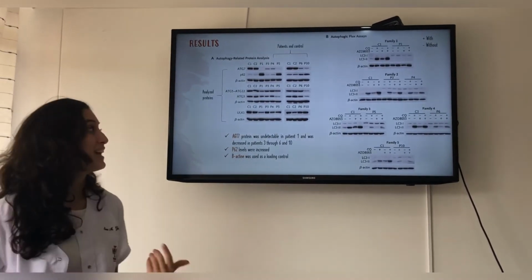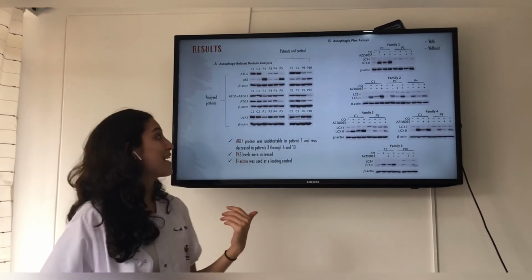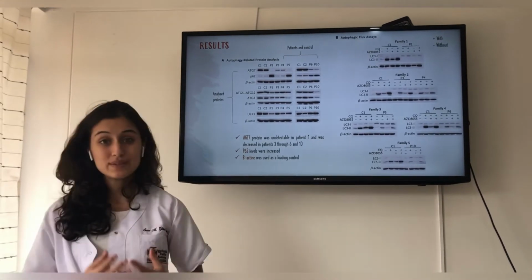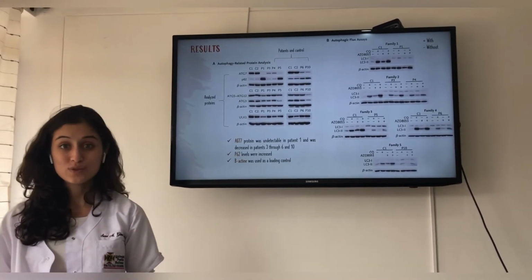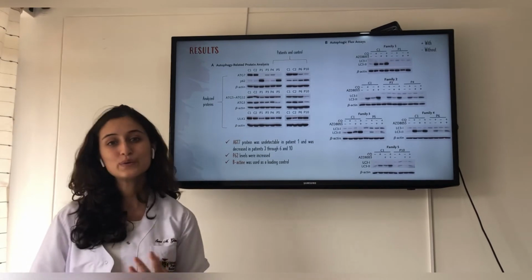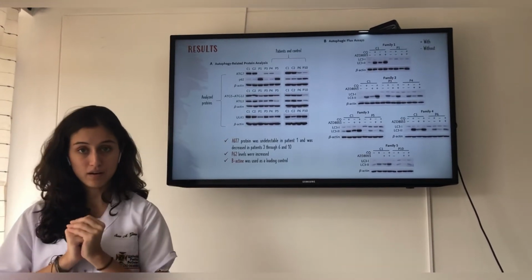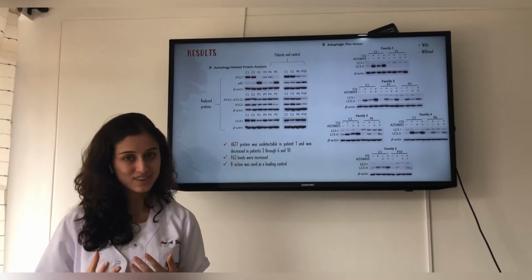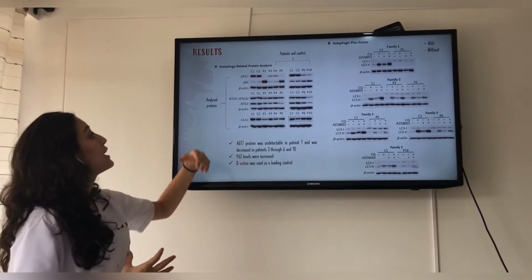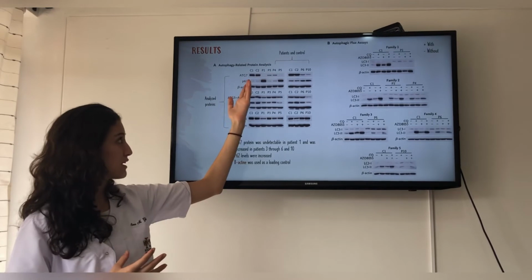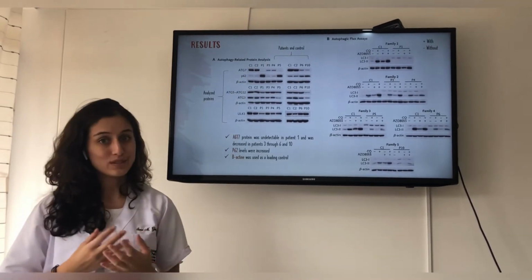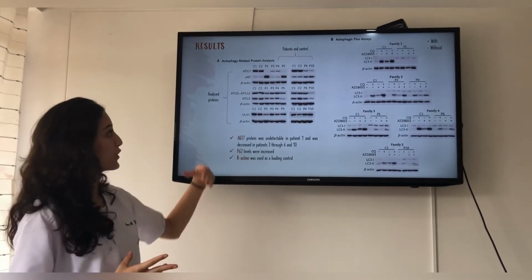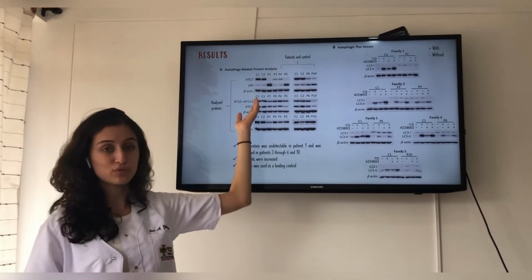But why? It is because we saw that P62 is the receptor for the LC3II molecule that recruits the cytoplasmic cargo, but ATG7 is important for its lipidation. So if we don't have ATG7, we don't have functional LC3II. So we're going to have more free P62.